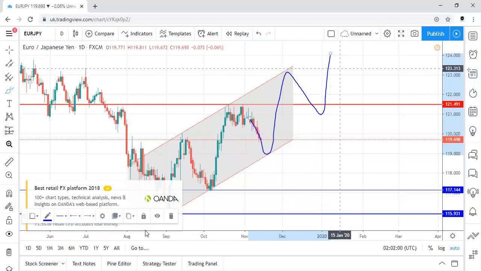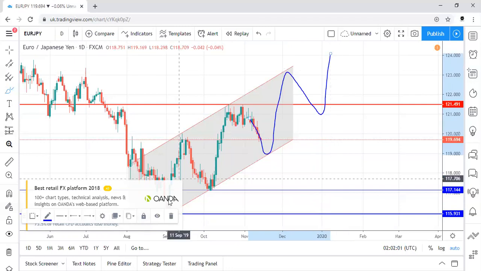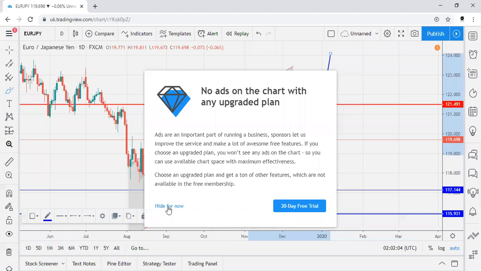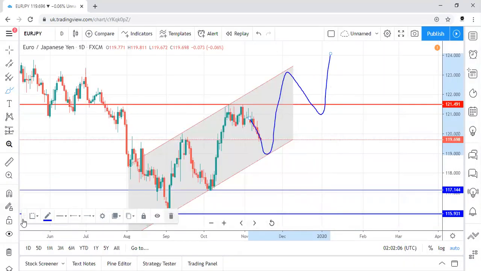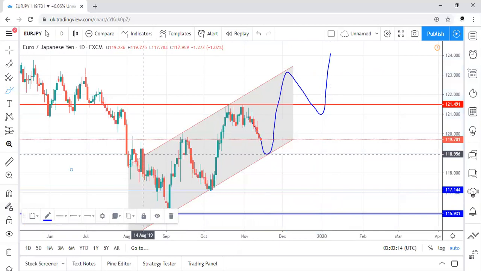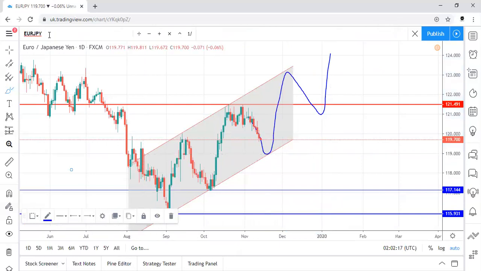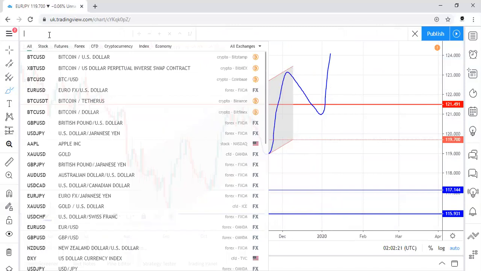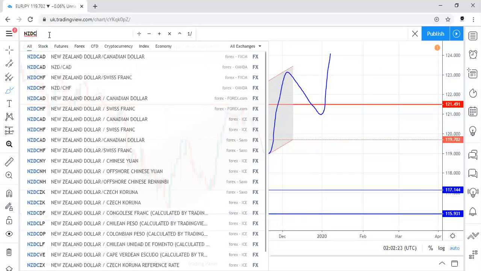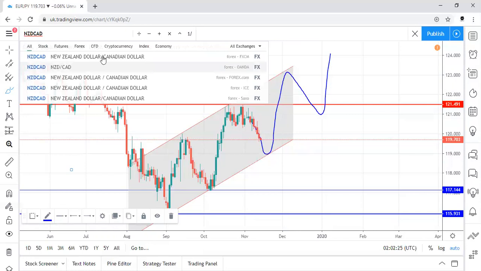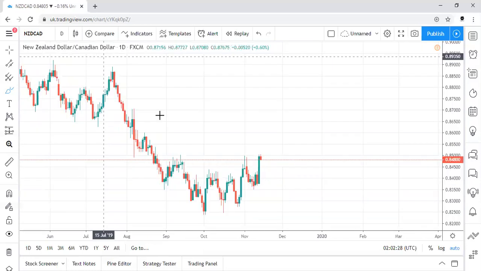But this is what I'm seeing on EURJPY, and I'm short on this trade right now. I'm going to watch it once it reaches this channel. Okay, let's move over to my next watch list. What am I watching? NZDCAD. This is my favorite also, but I don't have a trade here.